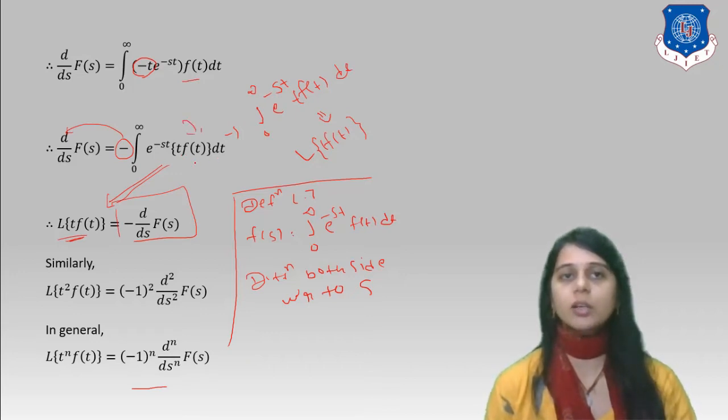Again this comes from the definition of the Laplace transform. Applying the definition of the Laplace transform, we get Laplace of t f of t equals minus d by ds f of s. And if we generalize this, we get Laplace of t raised to n f of t equals minus 1 raised to n, d raised to n upon ds raised to n, f of s. Clear?